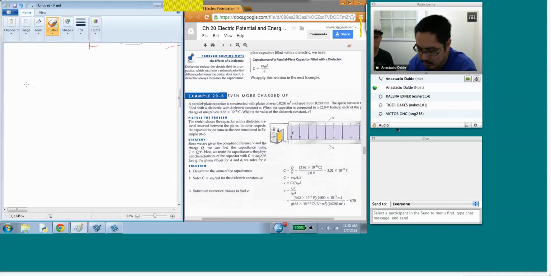Parallel plate capacitor. Looks like this. Got it? And it's connected to a 12-volt battery. Positive, negative on this side. So what happens is the positive charges will build up over here. The negative charges will start to build up over here.